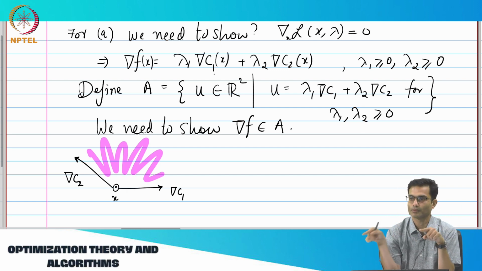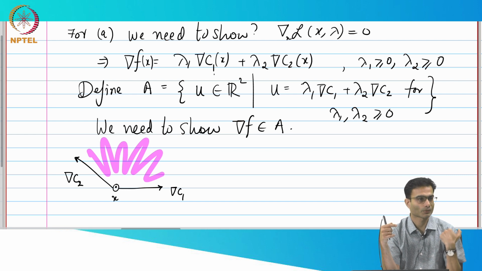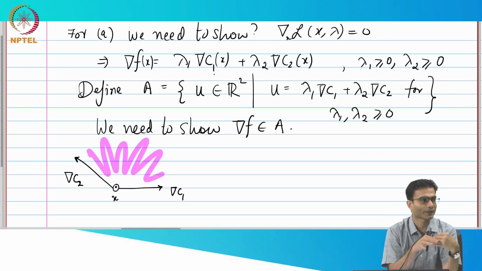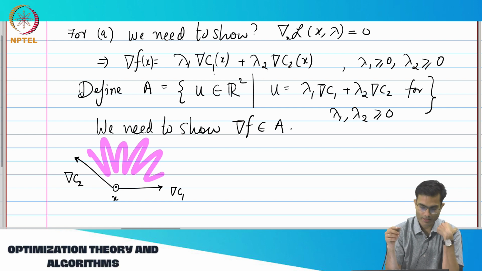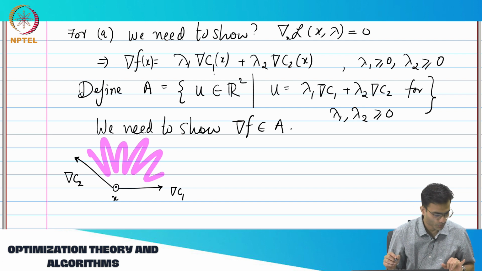Now put lambda 1 equal to 0, put lambda 2 equal to 0, I'll get the two ends of it. To get the other side, I would have to put actually negative, which is not allowed. So the cone is defined like this. This is a way to quickly sketch it in your mind. So we are saying that grad f should belong to this cone.